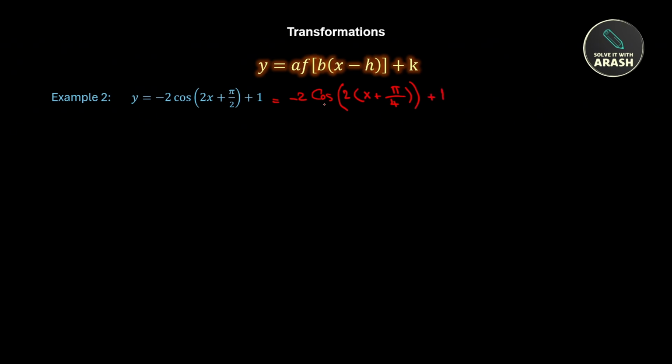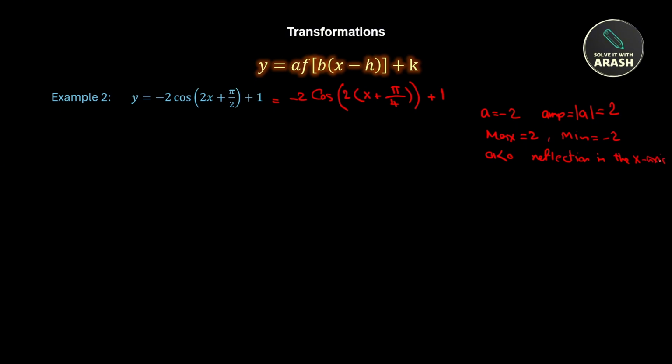So now I can see that a equals -2. Therefore, the new amplitude equals +2, which means the maximum value is now at 2 and the minimum value is now at -2. And since a is negative, there's going to be a reflection in the x-axis.